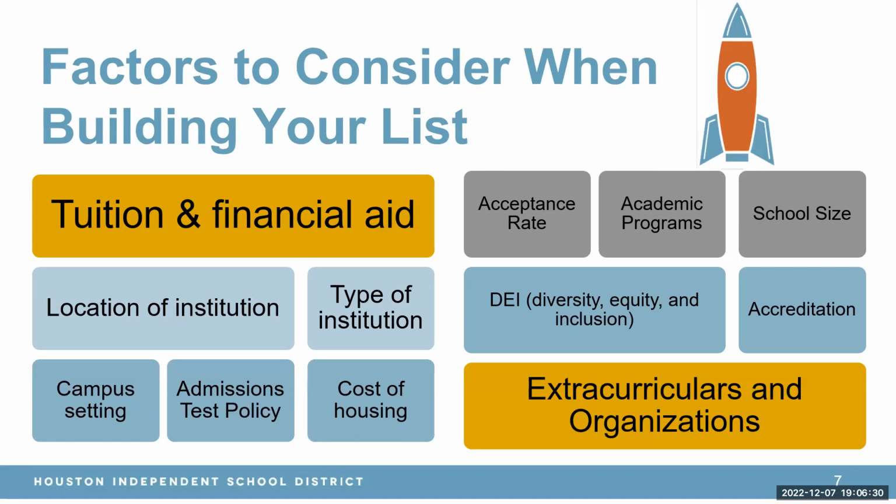I think some secondary things that students should consider is the acceptance rate. When you're doing your research, looking at various colleges and their requirements, one thing to keep in mind, not as a discouragement, is their acceptance rate.